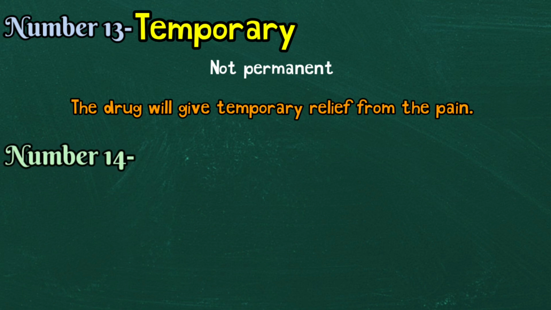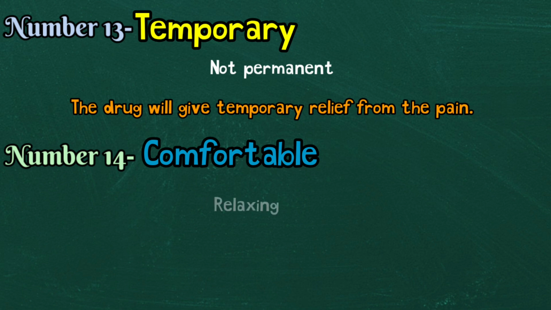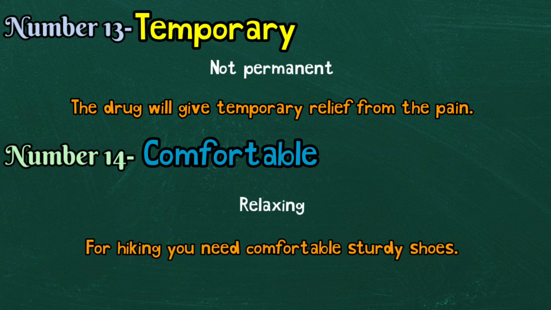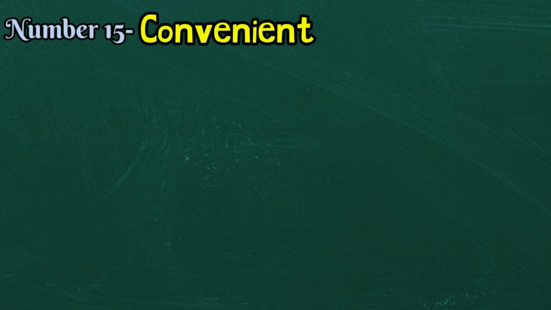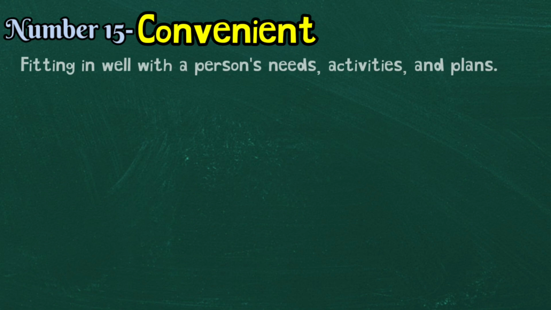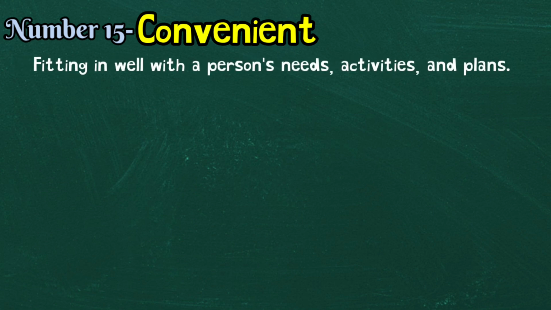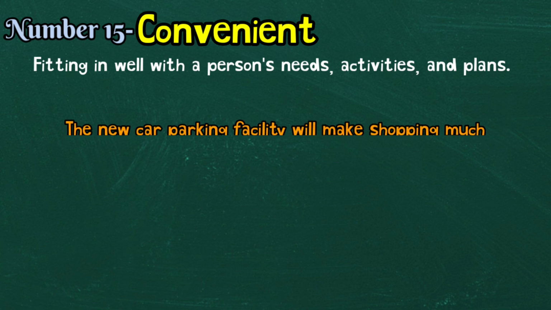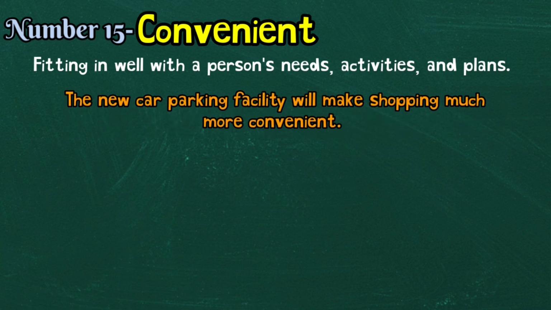Number 14. Comfortable. Meaning relaxing. For instance, for hiking you need comfortable sturdy shoes. Number 15. Convenient. Fitting in well with a person's needs, activities, and plans. For example, the new car parking facility will make shopping much more convenient.